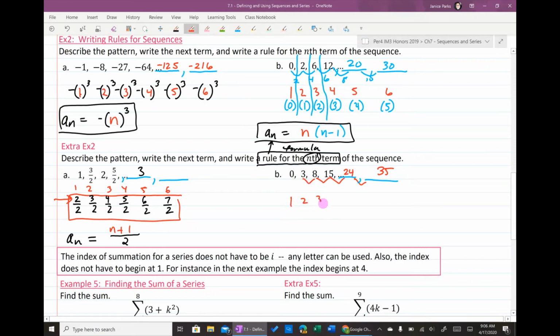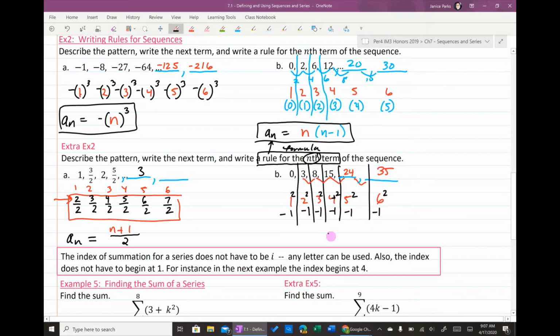So 1, 2, 3, 4, 5, and 6. So if I square each of these, that would give me 1, but then I would have to subtract 1. 2 squared is 4, and I would subtract 1. 3 squared is 9, minus 1. 4 squared is 16, minus 1 is 15. 5 squared is 25, and then 24. And then 6 squared minus 1 gives me 35.